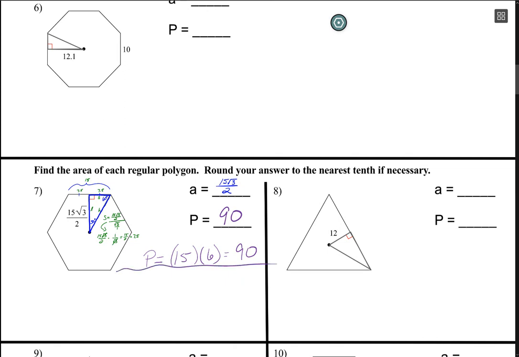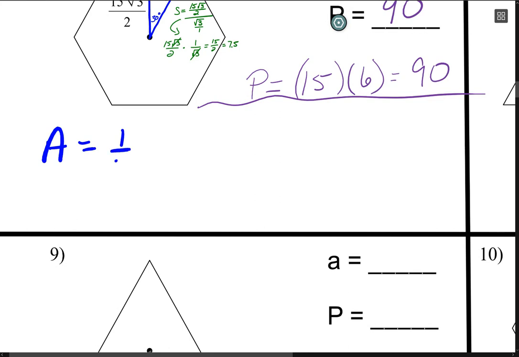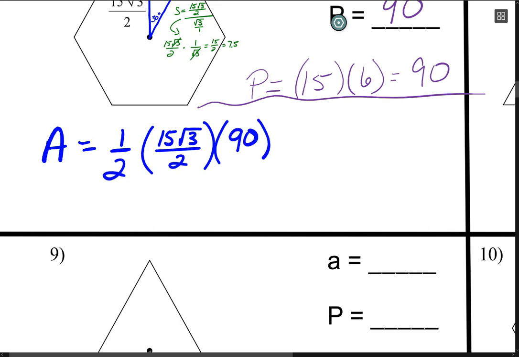So how am I going to now find the area? Area is equal to what? 1/2 apothem. 15 square roots of what? 3 divided by what? Times the perimeter, which is what? That's just a big ugly mess, isn't it?